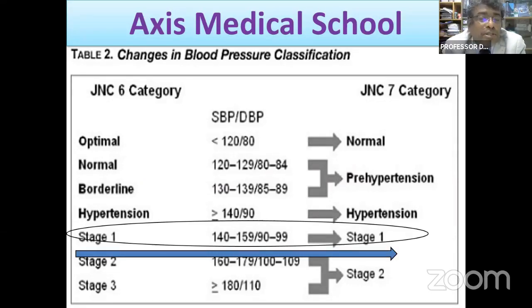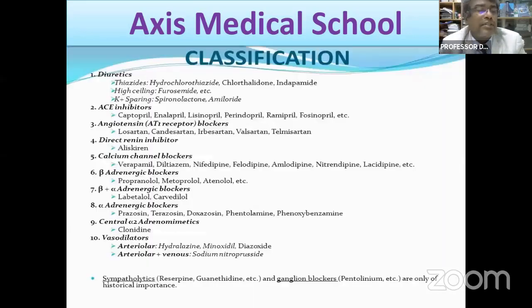But now, stage 2 and stage 3 together are stage 2 according to JNC 7. Now the classification is easier than before. But stage 3 is still used in the classification of the European Society of Cardiology. We always have to remember this classification, because according to the stage of the hypertension, our management varies and depends on it.